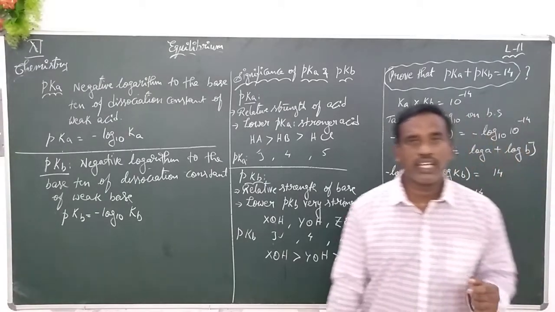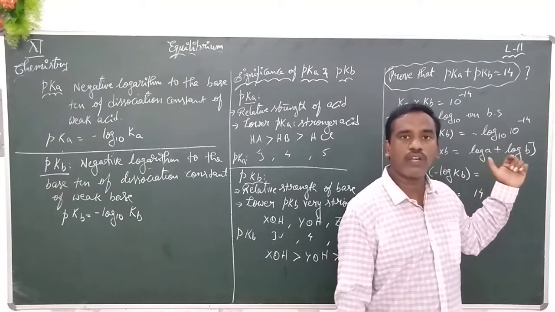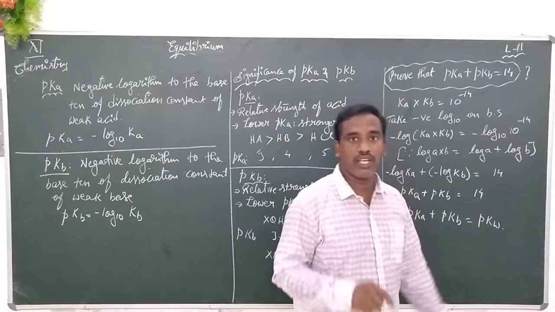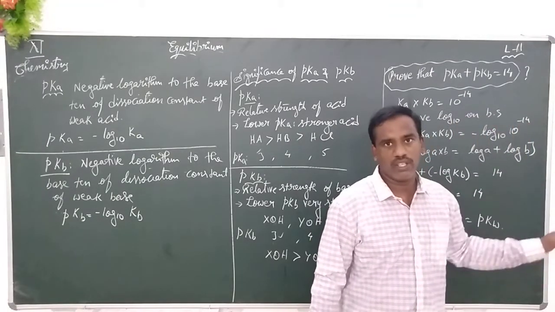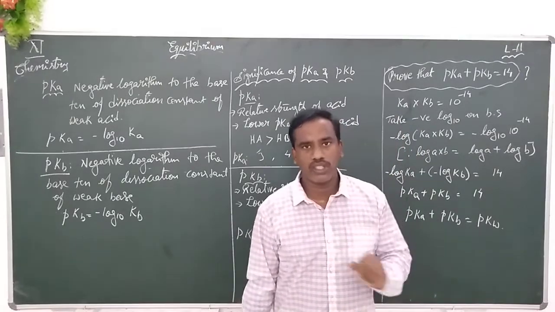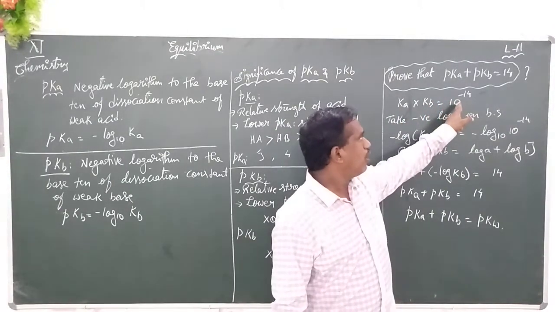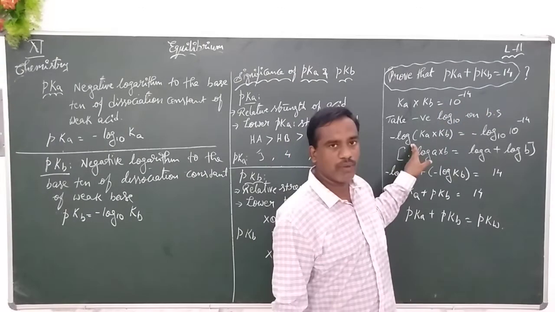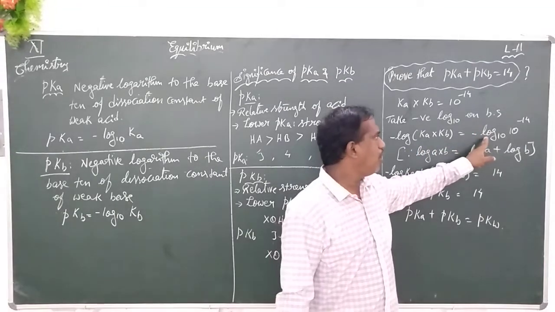Now we need to prove that pKa plus pKb is equal to 14. Generally we know one equation. In the previous class we learned Ka into Kb is equal to 10 to the power of minus 14. Is it not? We need to take the negative logarithm on both sides. That means minus log of Ka into Kb is equal to minus log of 10 to the power of minus 14. Anyhow, these are all base 10 forms only.